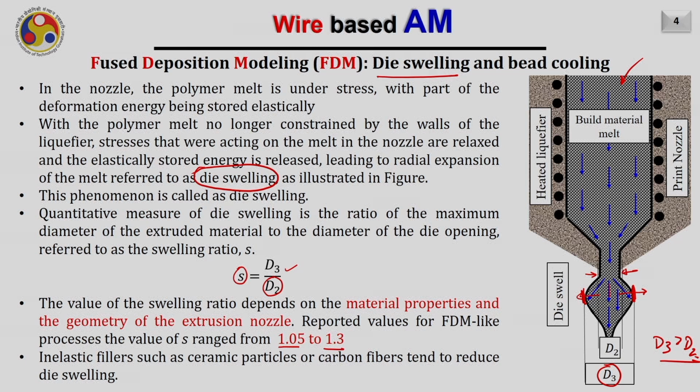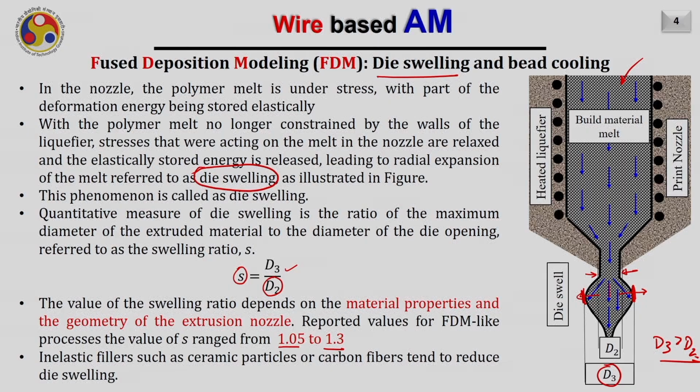However, inelastic materials such as ceramics usually give us a reduced die swelling phenomenon. Instead of having the value of S greater than 1, it may happen that the value of S is less than 1. In that case, it will contract like this. But that is for inelastic material, which cannot store elastic energy inside the melt.